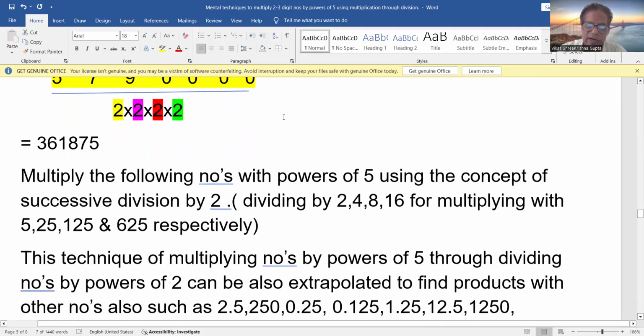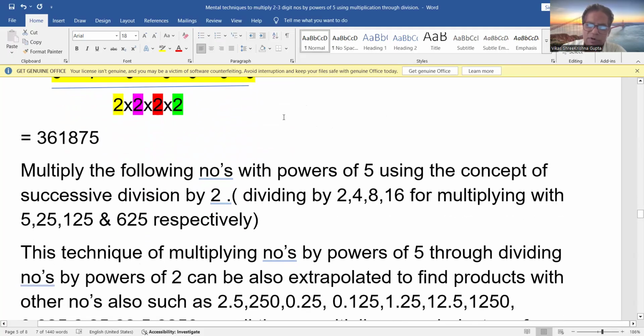So in this way, you can multiply any number by powers of 5 by dividing by similar powers of 2. If you multiply a number by 5, divide by 2. If you multiply by 25, divide by 4, meaning dividing 2 times by 2. If you multiply the number by 125, it means divide the number by 8, that is 2 into 2 into 2, dividing 3 times by 2.